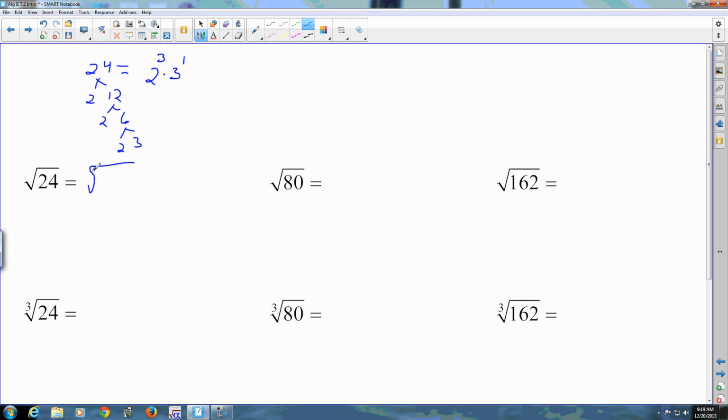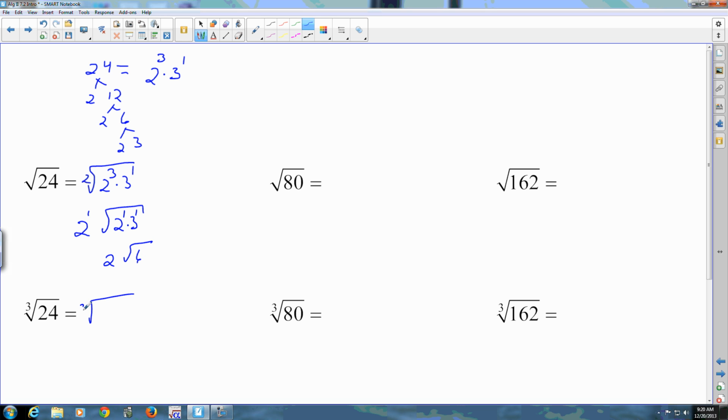So when you have the square root of 24, that's 2 cubed 3 to the 1st. 2 goes into 3 once, so a single 2 is going to pop out. 2 goes into 3 once with the remainder of 1, so you have a 2 left behind, and this 3, the exponent's not big enough, so it's got to stay. 2 square roots of 6.